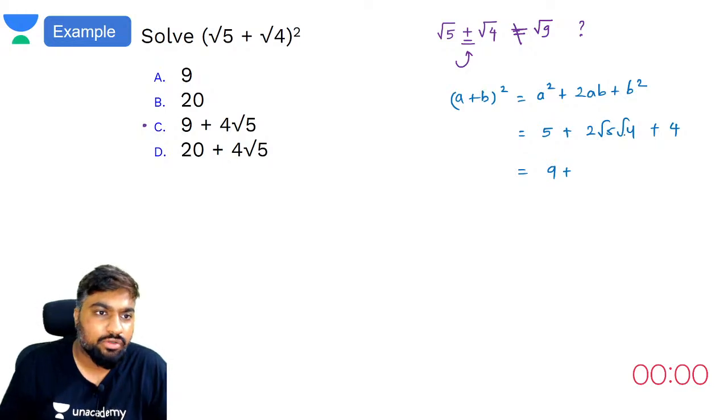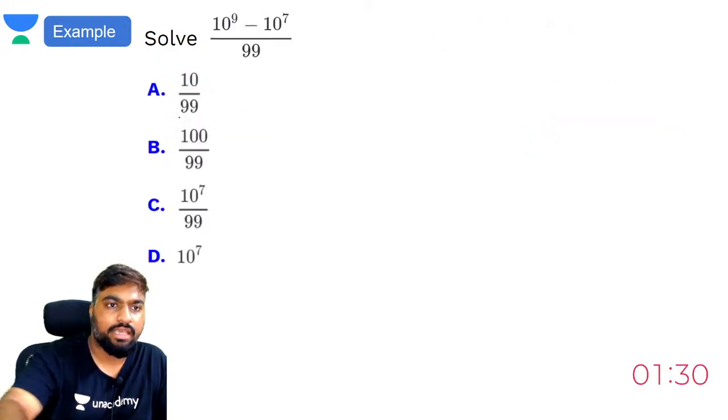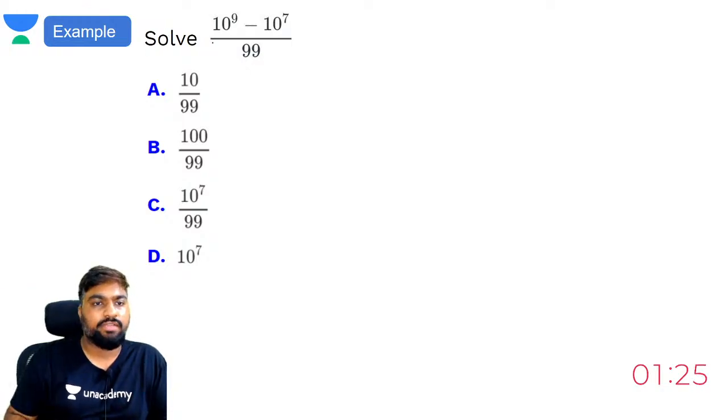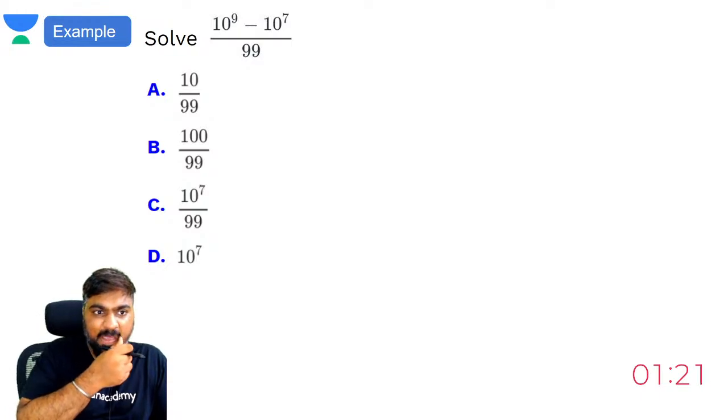What is root 5 into root 4? You can write root 5 into root 4 as root 20, or root 4 is 2. So 2 into 2, 4. 4 root 5. Yes, option C. Beautiful guys. Chalo, next question. Quickly try this out. We have to solve this. Quick.